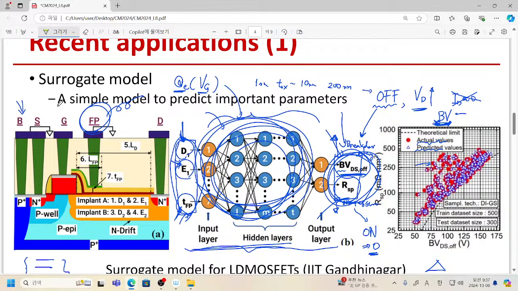However, internally it has no physical mechanisms, and if we ask, for example, what is the potential profile when we have the breakdown case, then this surrogate model cannot give us any information. It just estimates that for this device maybe the breakdown voltage would be about 250 volts. That is the thing we can have out of this surrogate model.